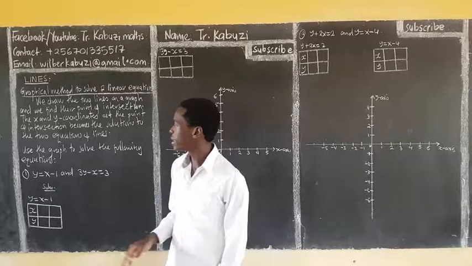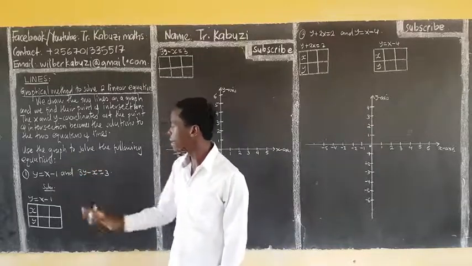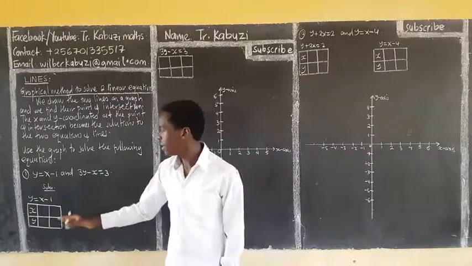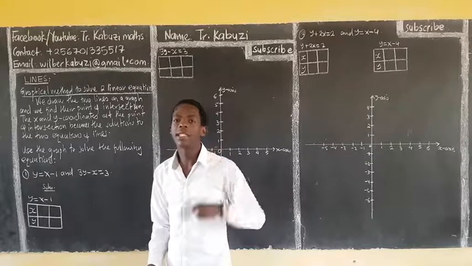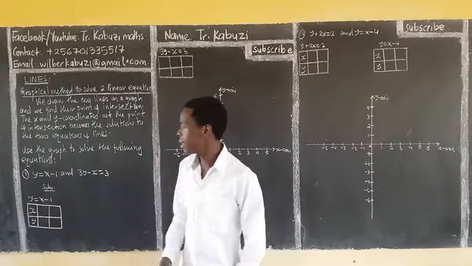So let us go through this. Use the graph to solve the following equations. So I have this, I have this. We said you first draw them on a graph. To draw a line, you just need two intercepts, 2 points on that line. So we use this table to get the intercepts.